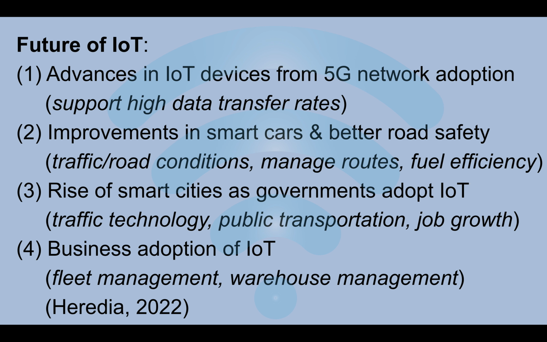Three, connected to two and spoken about a little bit earlier, the rise of smart cities as governments adopt IoT. This includes traffic technologies, public transportation, and job growth that happens as a result of those two prior things, as well as people being able to connect to one another and businesses being able to connect. Four, business adoption of IoT. So, say if you're a delivery service, you can manage your fleet much better. If you're storing products, you can manage warehouses more easily.